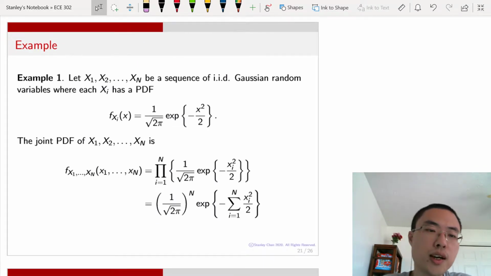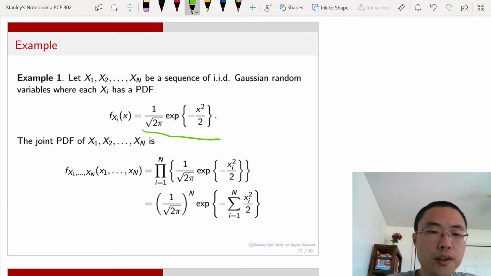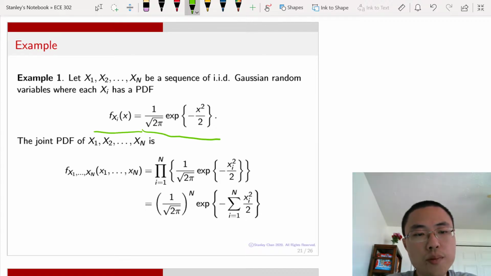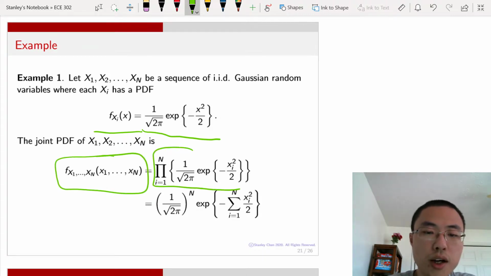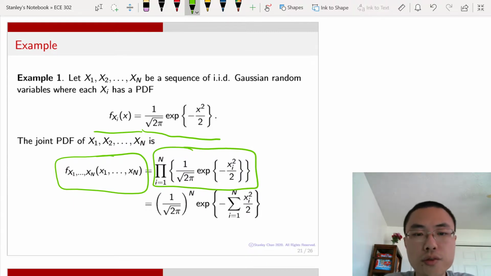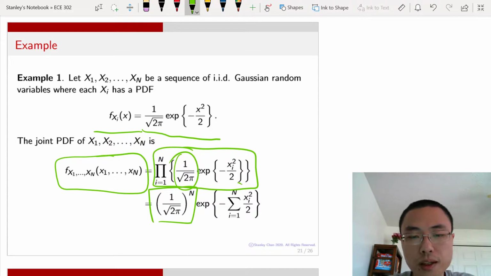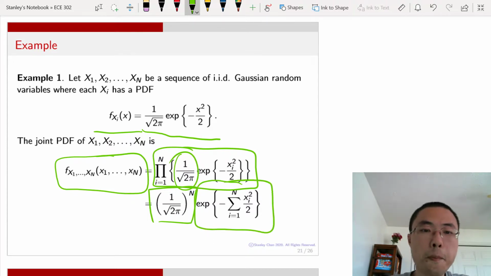So let me just quickly give you one example. If you have all these random variables, they are IID Gaussian with each of them having this PDF. Okay, so they have the same PDF. Then the joint PDF of all these x1 through xn, you can write down this joint distribution. It will become a product of the individual marginal PDFs, and then you can multiply them together. That will give you this factor. This factor comes from here to the power n, and then you have this exponential. Okay, so if they are IID, it will be very easy to write this joint PDF into this product of terms.